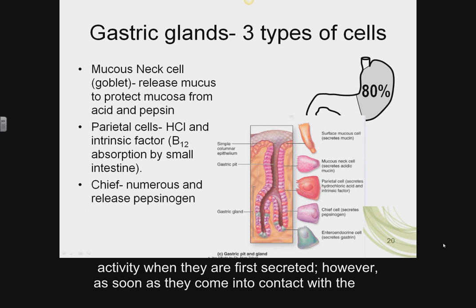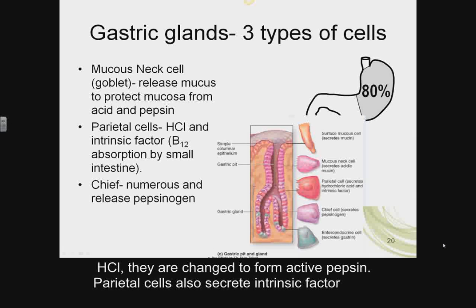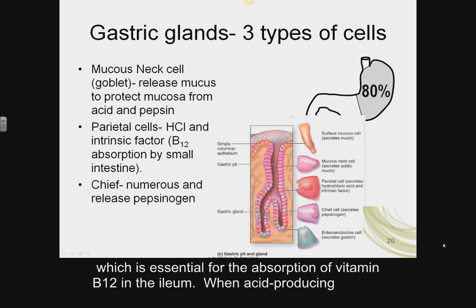All right, so I've now covered the mucus cells, but the gastric glands have 2 other types of cells as well. They have the peptic or chief cells. These are going to release pepsinogen. And you also have parietal or oxyntic cells. I'm just going to call them parietal cells. And these secrete hydrochloric acid and a substance called intrinsic factor.